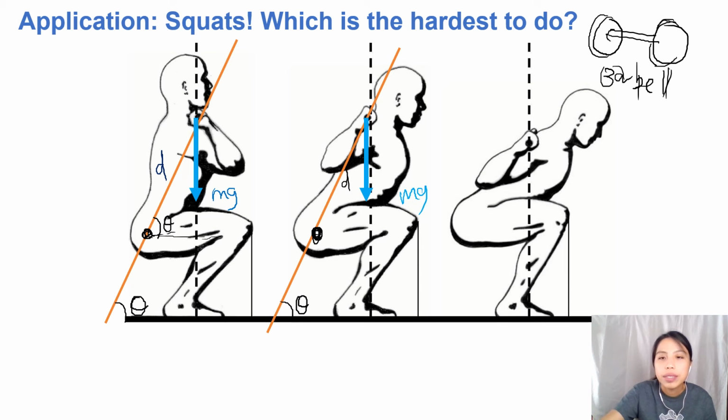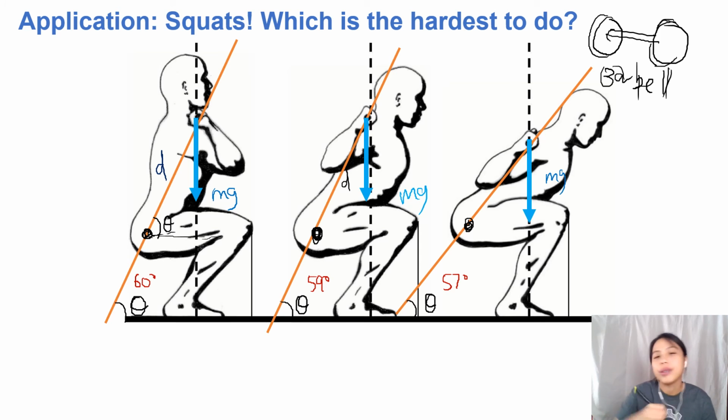And the last one, the person just pushes the barbell down lower to the lower back and does a lower back squat. Really hard to stand up and do that. Same thing, we got a pivot at the hip, weight pulling down, mg. And of course the angle, which looks a bit smaller. Maybe the first one could be 60 degrees, maybe 59, then 57. I don't know. It's roughly in that area, okay? Everyone's angle is different. You go try it out.